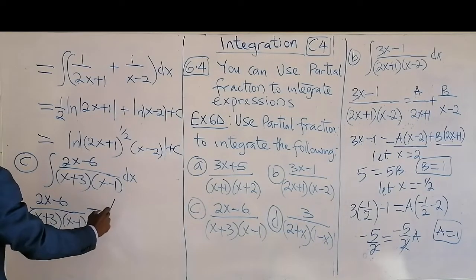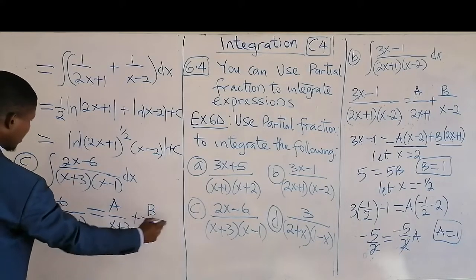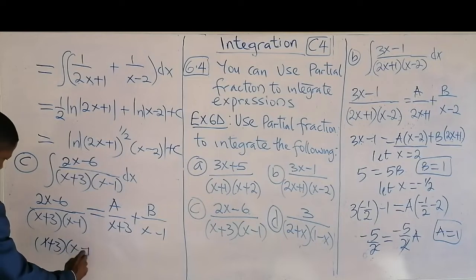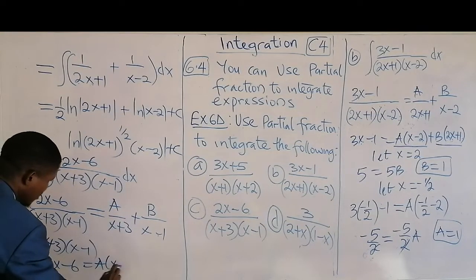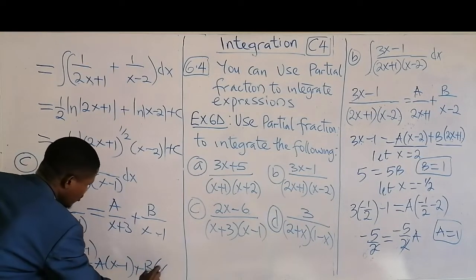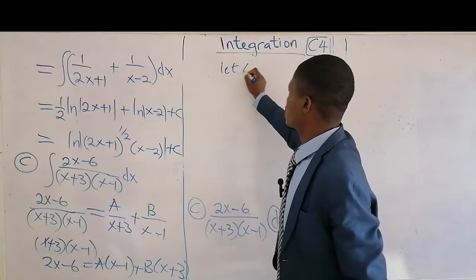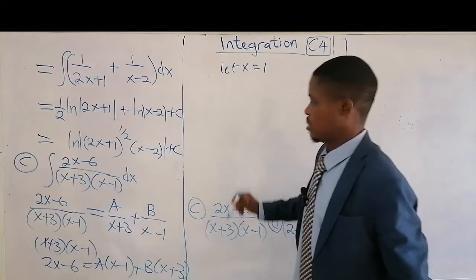So this will be equal to a over x plus 3, plus b over x minus 1. So we're going to have, if you multiply through by this common factor, which is x plus 3 times x minus 1, okay, 2x minus 6 equal to this times this, that's a times x minus 1, and plus b times what? X plus 3.